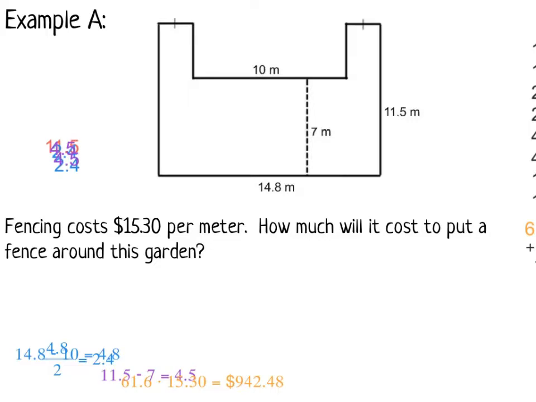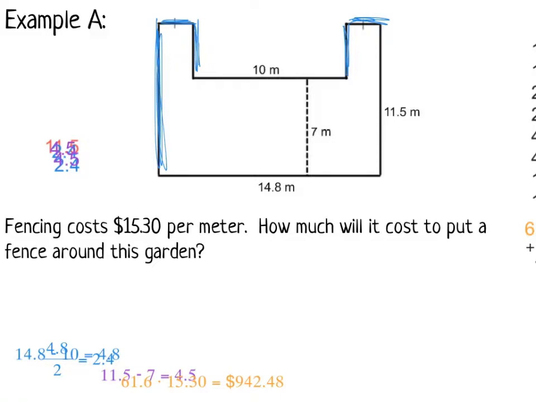But I have a small problem. I'm missing some of the sides of my garden. I'm missing these two top sections here. I'm missing these two side sections here. And I'm missing this far side here. Since I'm missing these sides, I have to figure out what they are first before I can add up all the sides, because that's what perimeter is. It's just adding up all of the sides of the shape to determine the distance around the outside.